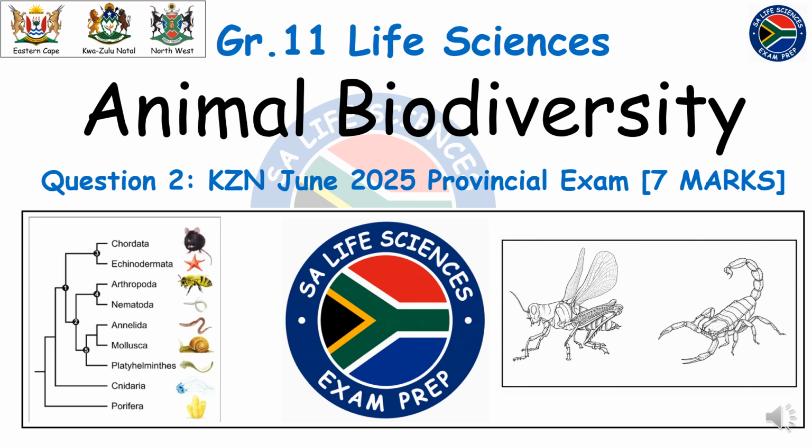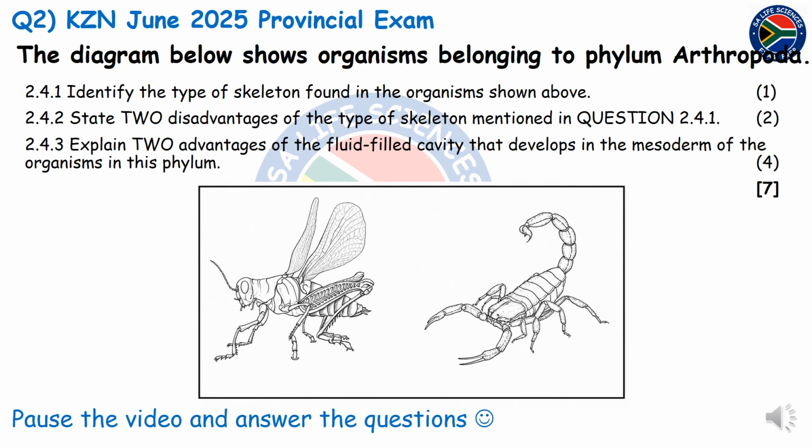In this video, we'll be working through a question from the KZN June 2025 Provincial exam. This question is worth 7 marks. The diagram below shows organisms belonging to the phylum Arthropoda. So, a distinctive characteristic of this phylum is that the animals have jointed legs. Now I'd like you to pause the video and answer the questions below.